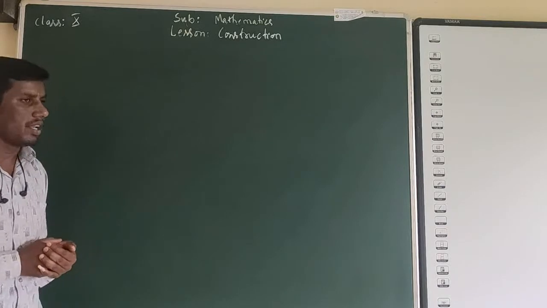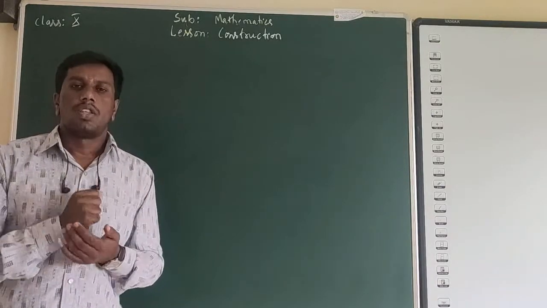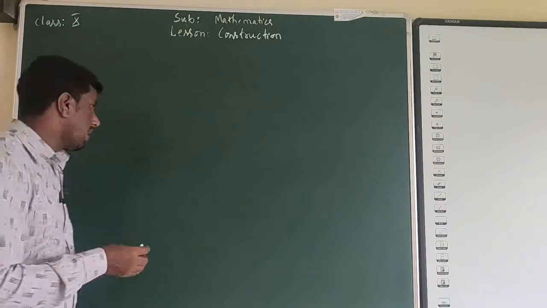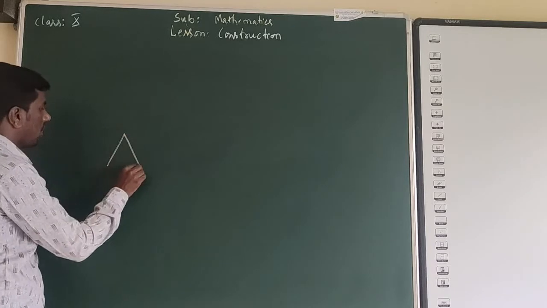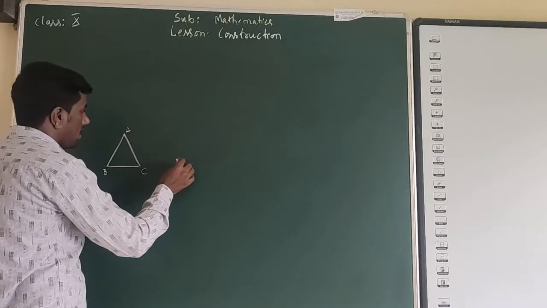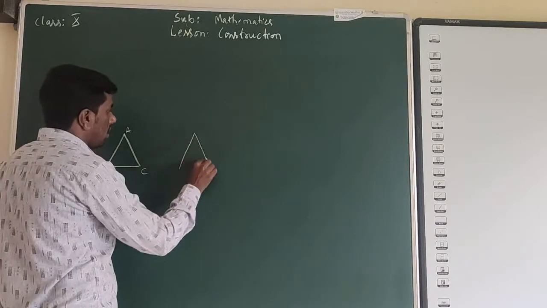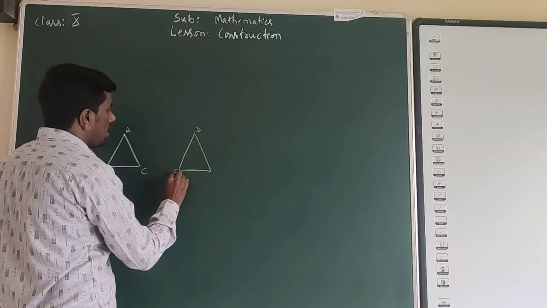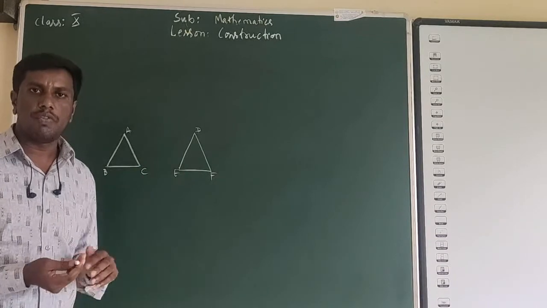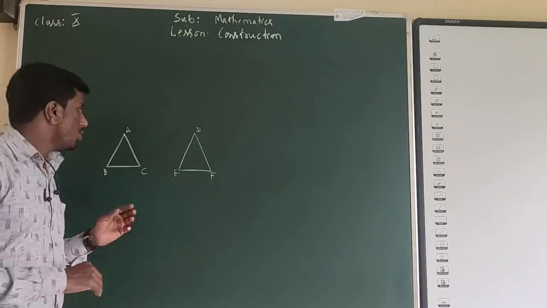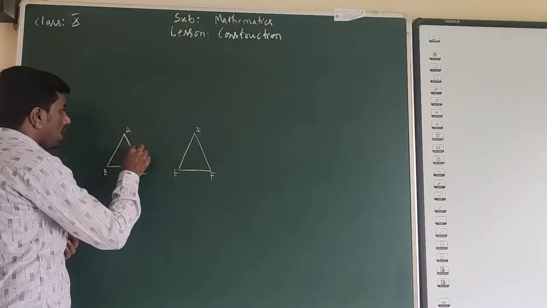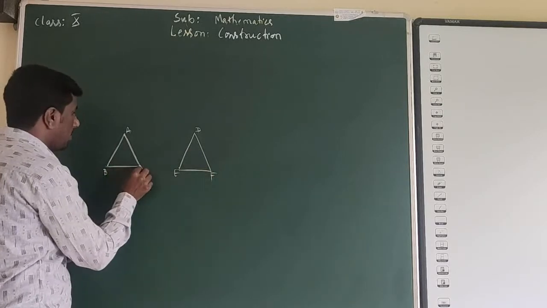In class 10, we will have construction of a similar triangle. What have we learned in class 9? Congruent triangles. This is one triangle ABC. We have one more triangle DEF. When we say that these two triangles are congruent to each other, all three corresponding sides must be equal. AB must be equal to DE, AC must be equal to DF, BC must be equal to EF.